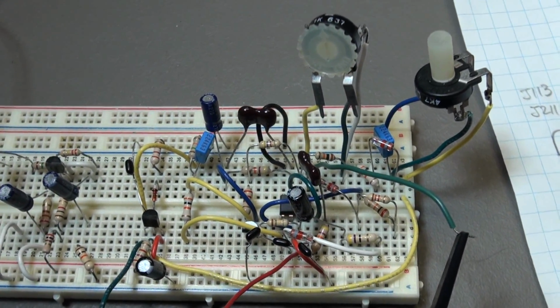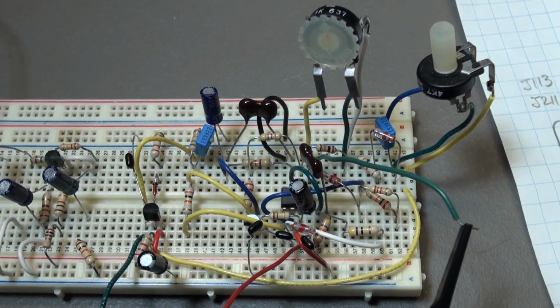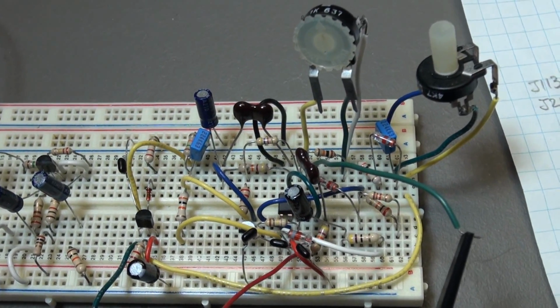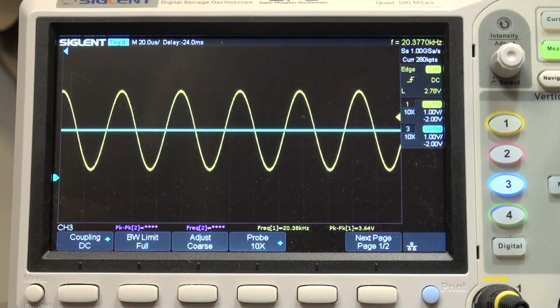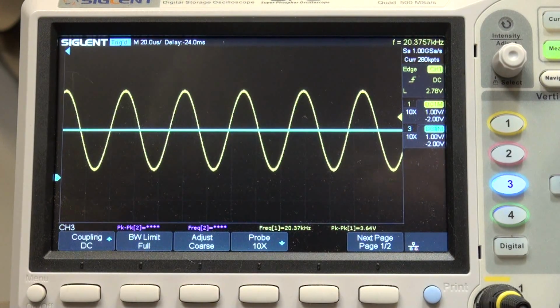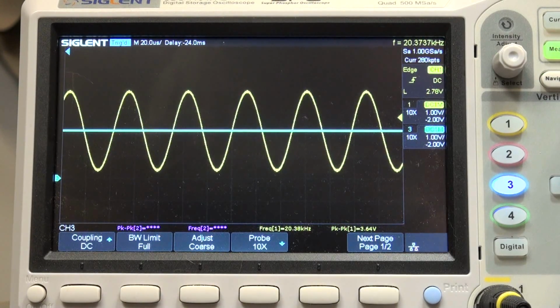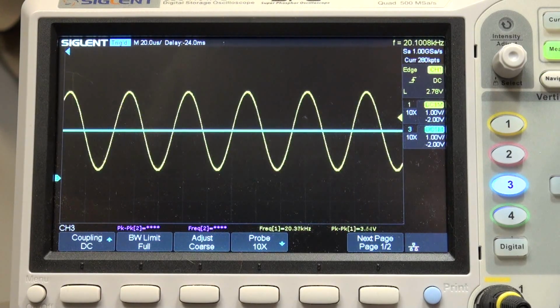Nothing dramatic about that. So let's have a look and see how the output changes if I add that extra 100K resistor between the drain and the gate of the JFET. Okay, we're back to watching the oscilloscope. So let's see what happens when I add that resistor between the drain and the gate. Oh, look at that. The output jumped. Okay, that's one effect it has.